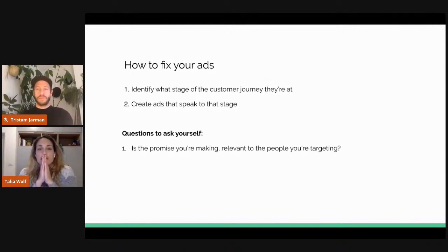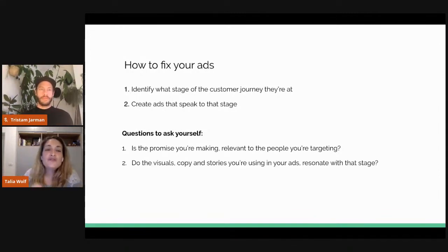Okay, so is the promise that you're making relevant to the people that you're targeting? This is a question you want to ask yourself before you publish an ad. So according to people's stage in your customer journey, is your ad relevant to them? Are you offering 50% off to people who aren't even ready to buy? Do the visuals, copy, and stories you're using in your ads resonate with that specific stage?